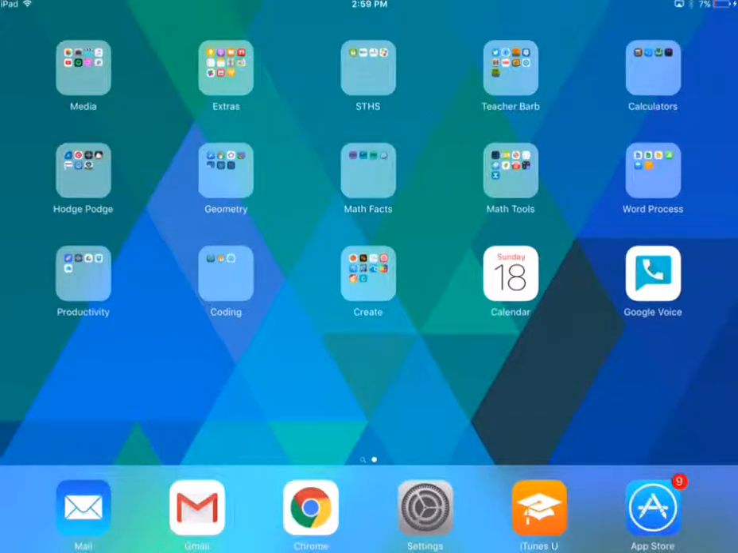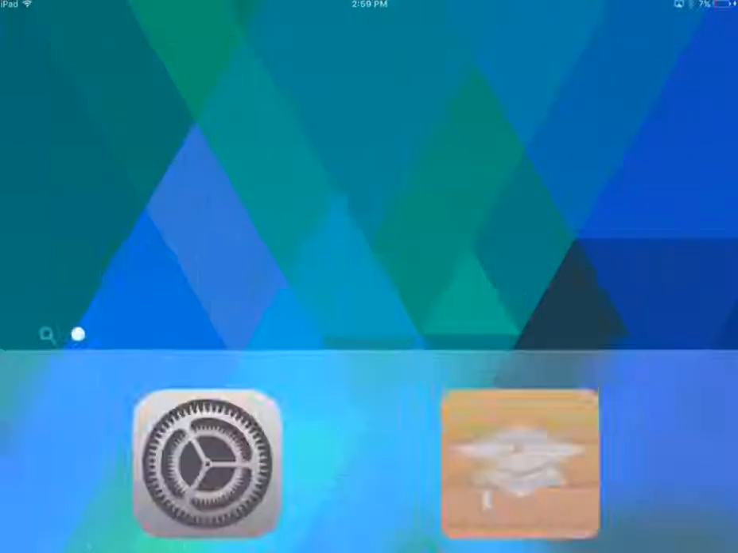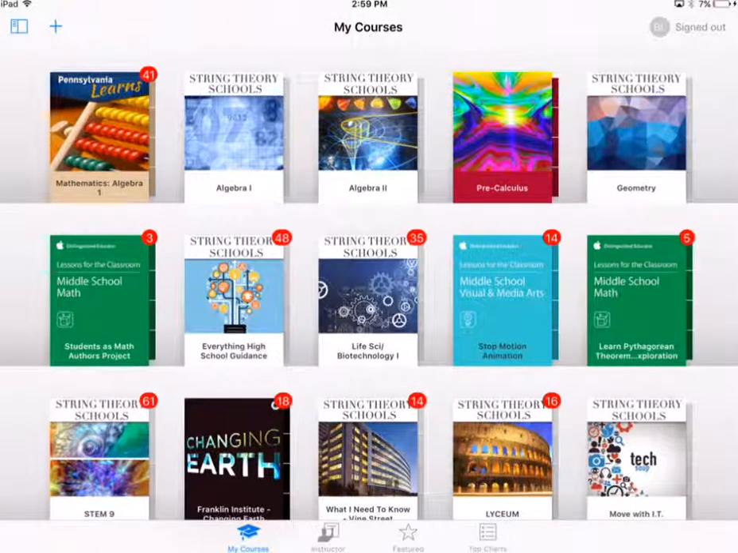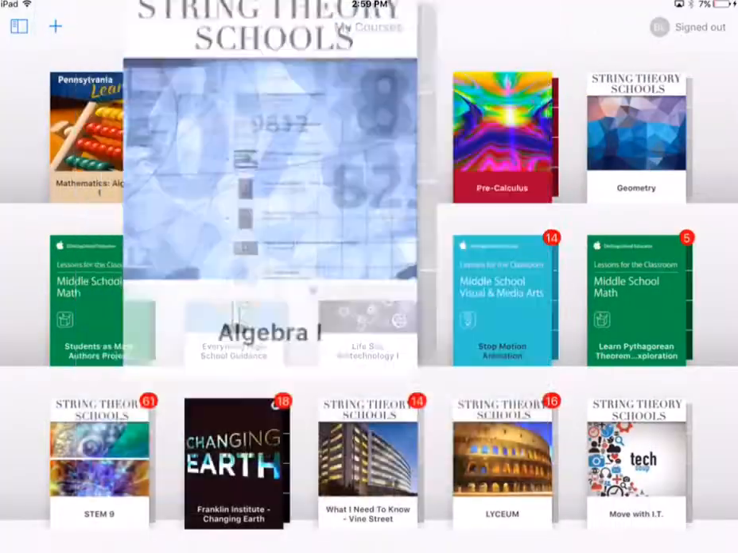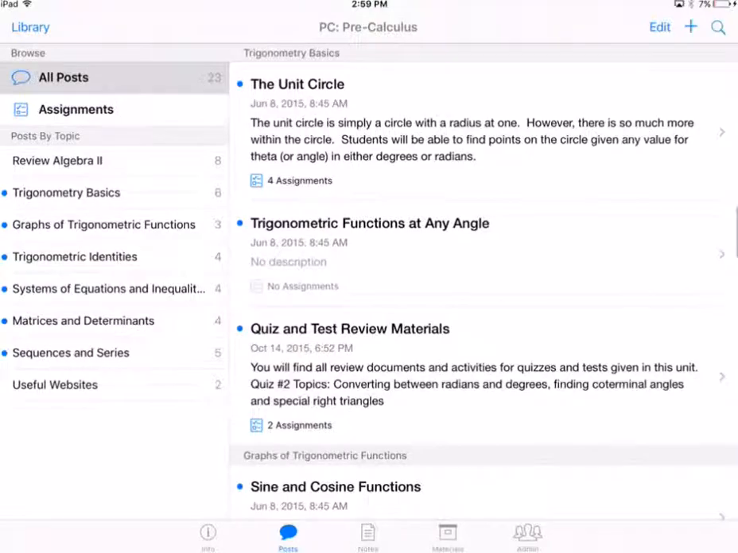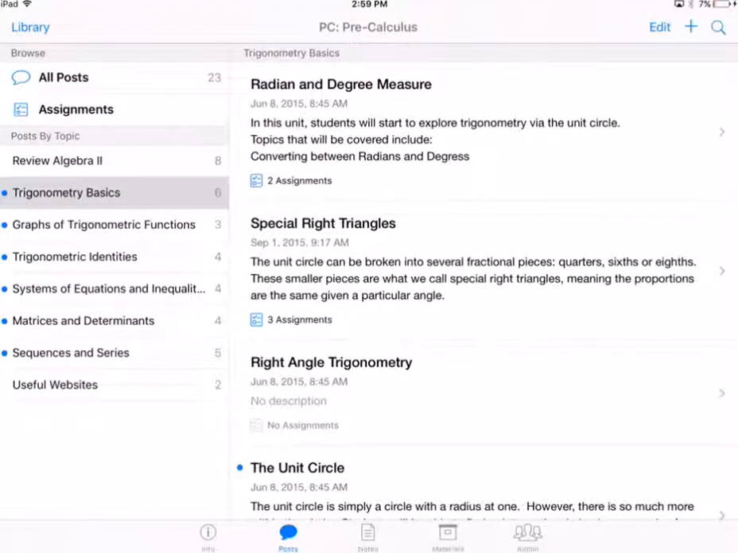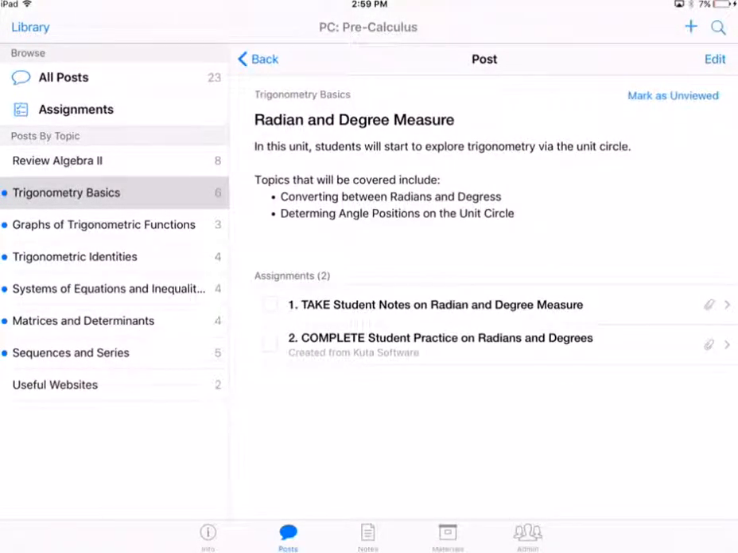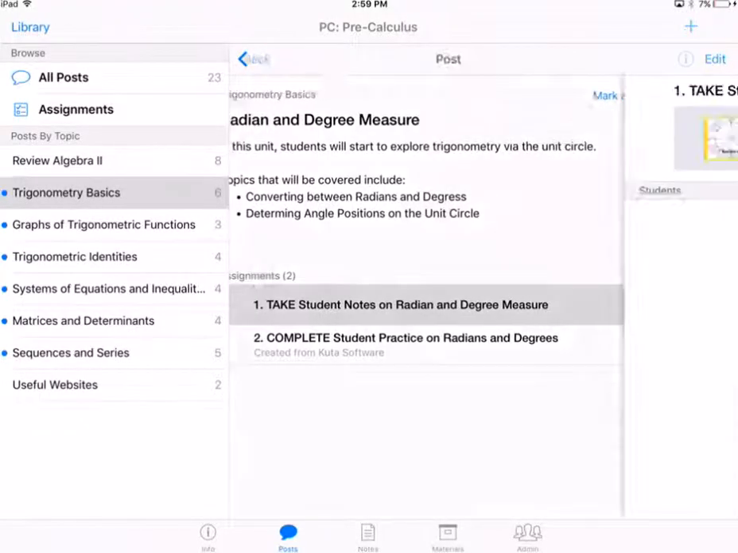Alright, this video is for those students that were not here when we did the Radian and Degree Measure notes. So if you go into the course, and you go under Trig Basics, it's the very first one, and the notes are the very first one.